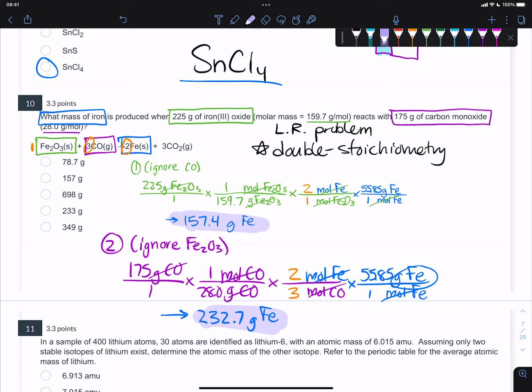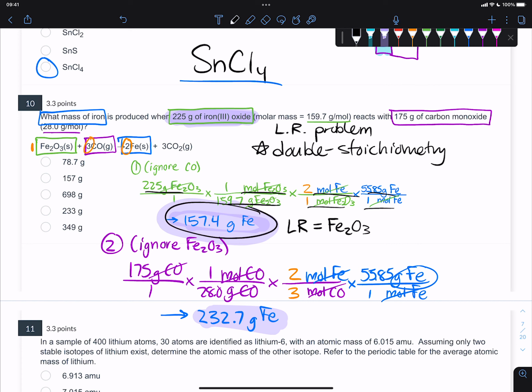Because this given amount of iron 3 oxide is going to cause us to make a lower amount of iron because it's going to run out first. It's our limiting reactant or limiting reagent. The limiting reagent is the Fe2O3 because when you do the stoichiometry with it, it's the one that gives you a lower amount of possible iron.